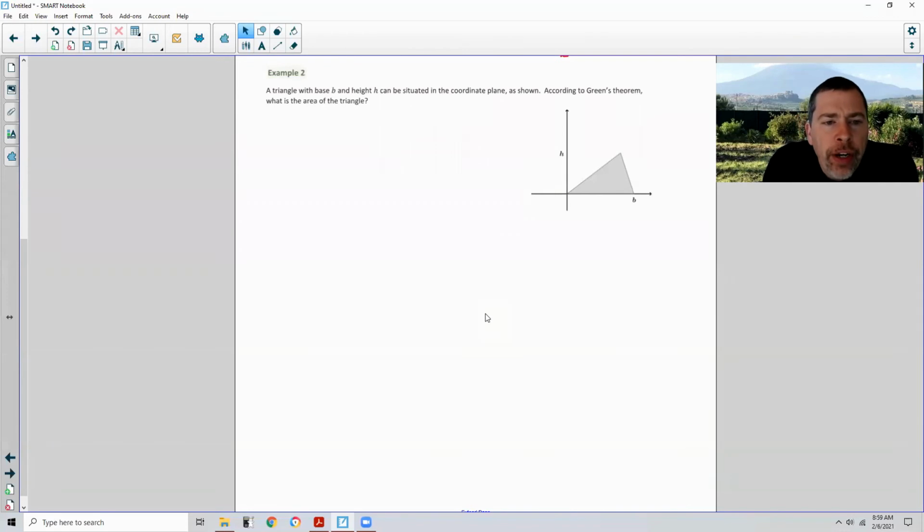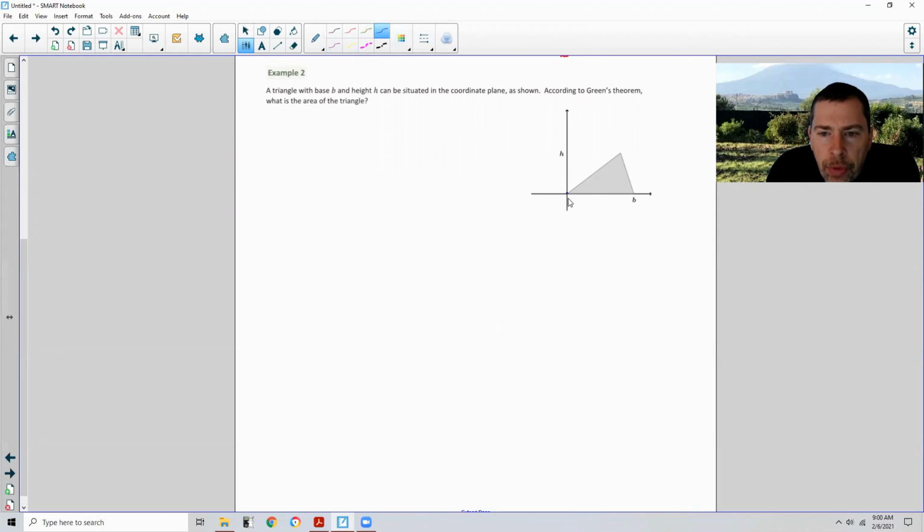Example 2. A triangle with base b and a height of h can be situated in the coordinate plane as shown. According to Green's theorem, what is the area of the triangle? Green's theorem is simply stating that if you have a border around a region, then you can take every microscopic little border and find the area within. So this is 0, 0.